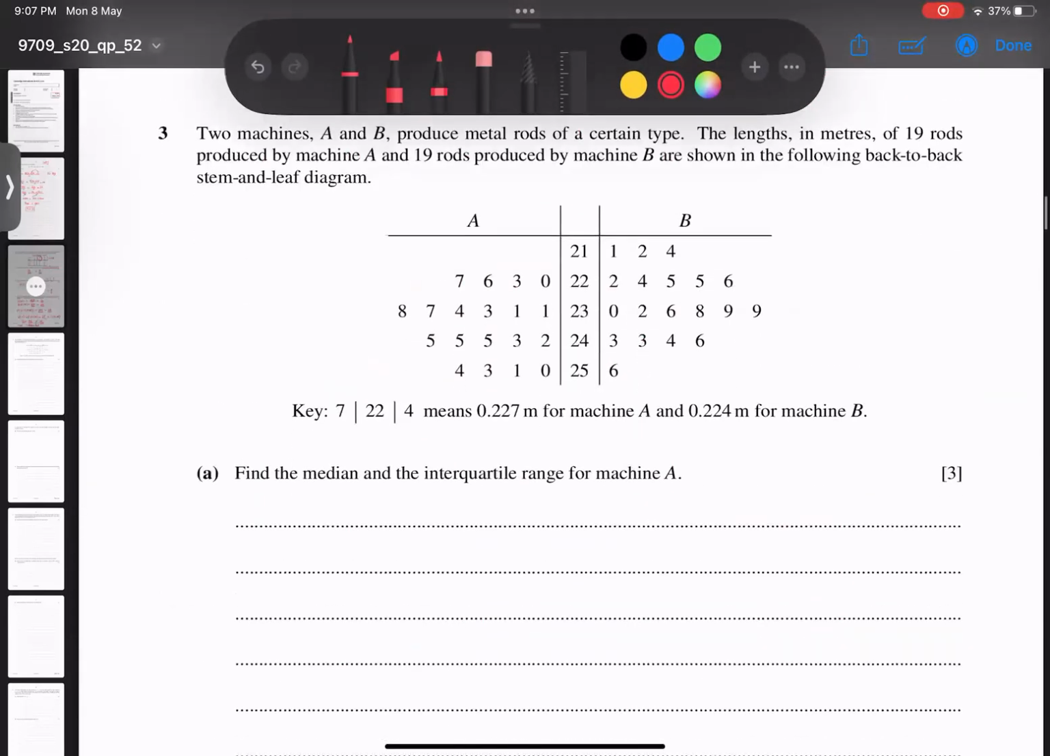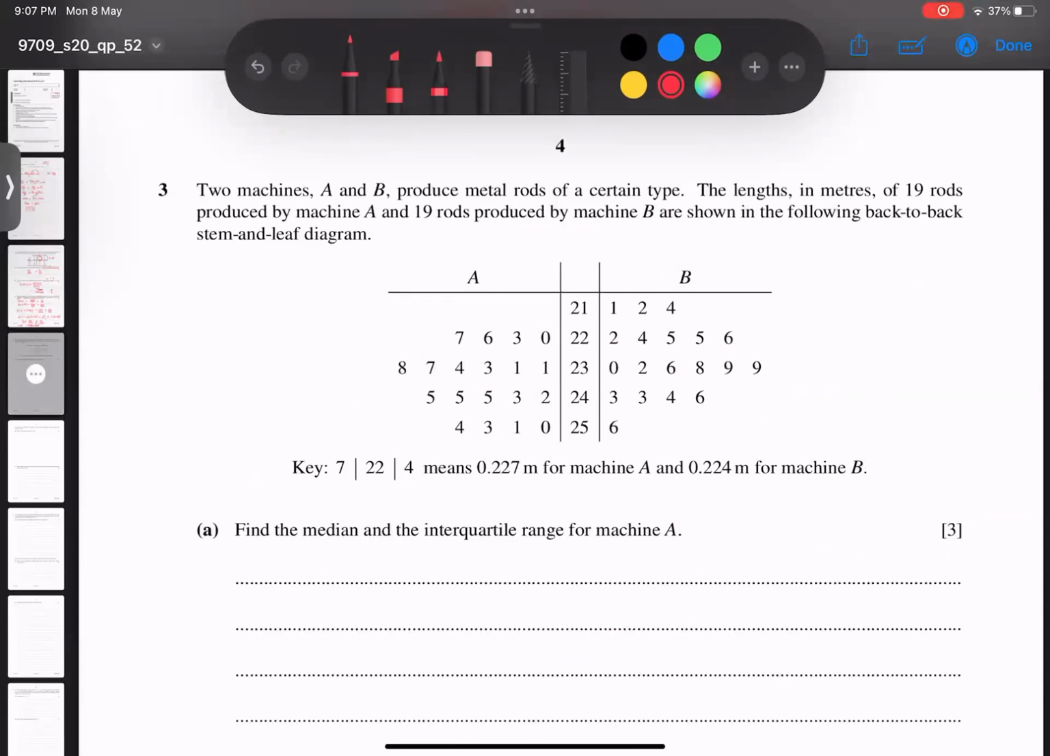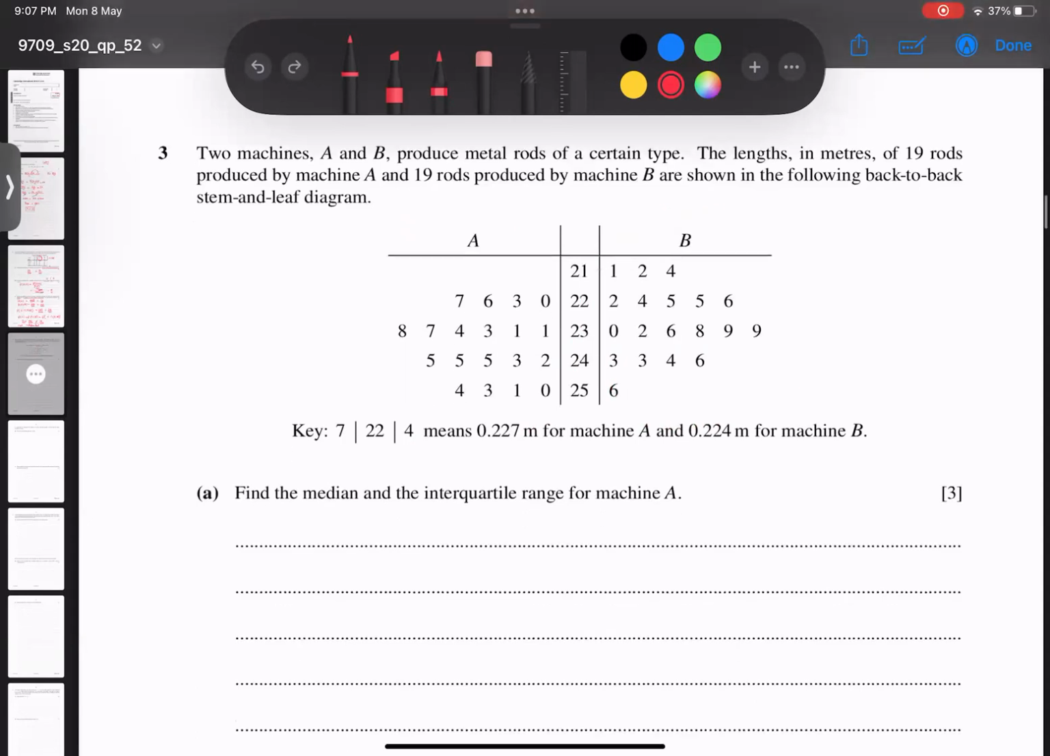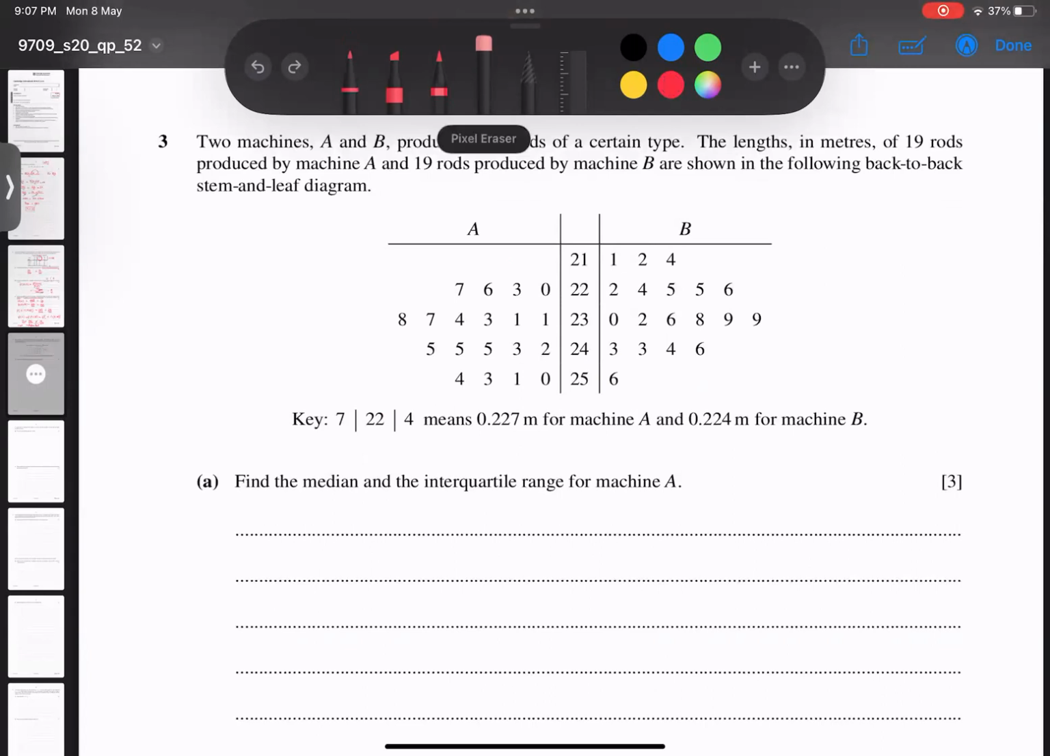Okay, let's go to the next question. Number three: two machines, A and B, produce metal rods of a certain type. The lengths in meters of 19 rods produced by machine A, on the left-hand side, and 19 rods from machine B are shown in the following back-to-back stem-and-leaf diagram. The key is mentioned very clearly, and you can see 0.2299 meters, so the rods are not even a quarter meter.